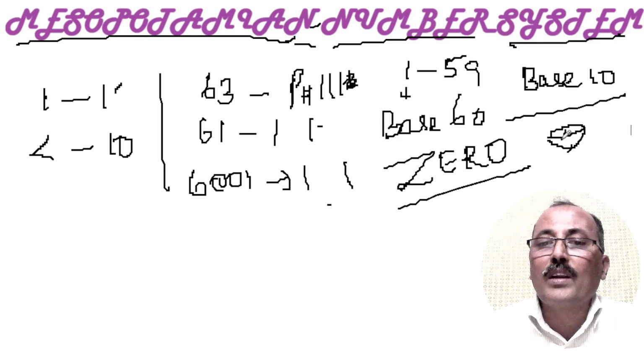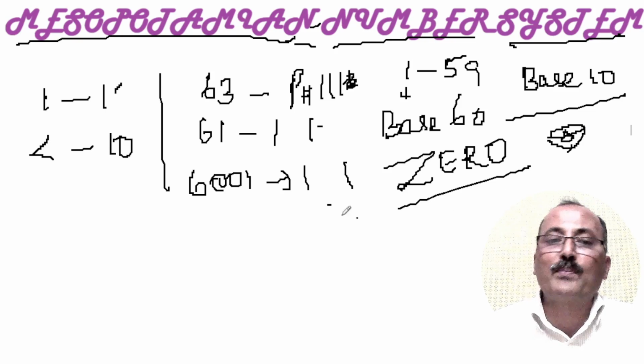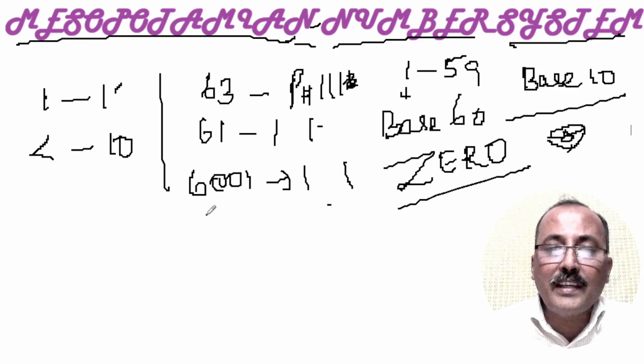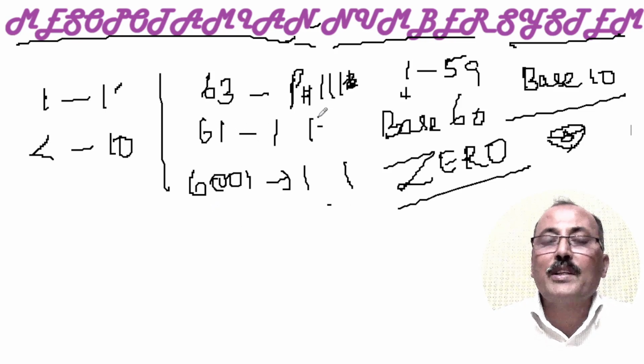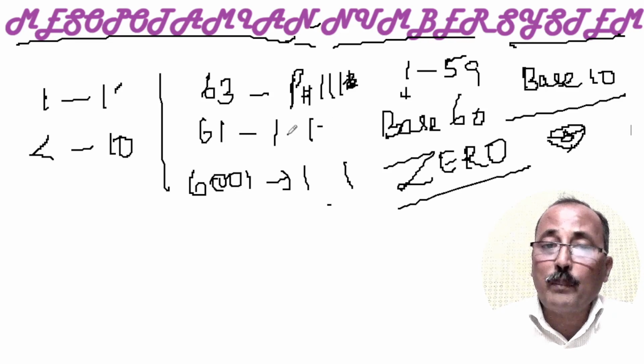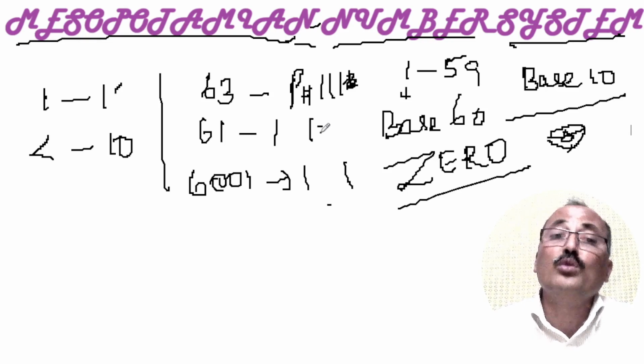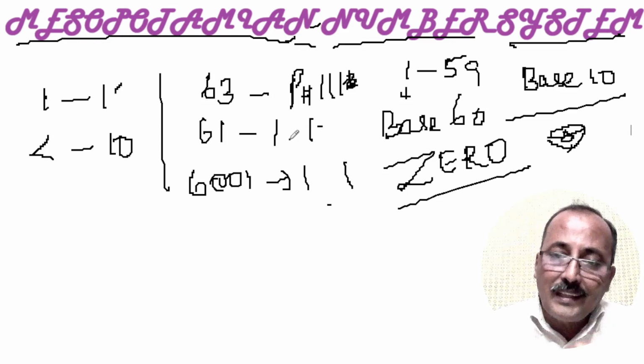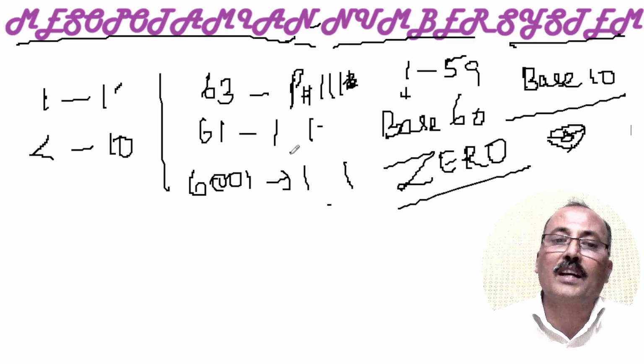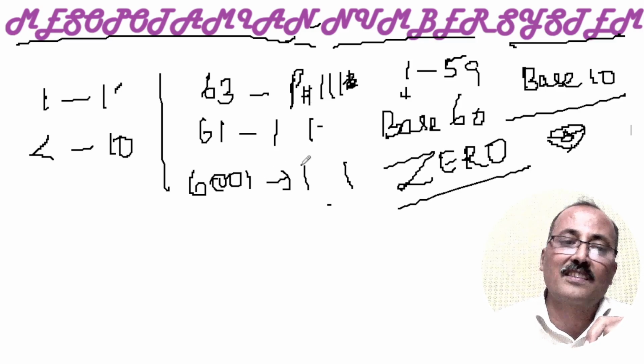What is that placeholder? It is mentioned in the textbook that they placed it between these two. For 61 also you have to keep one placeholder. Why? Because it is 60 and 1. If not, we will read it as 2. So to fill the gap, they kept the placeholder. Now I am using this asterisk symbol.